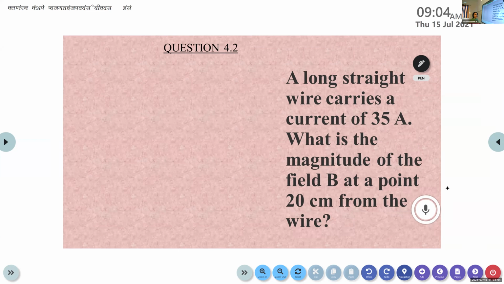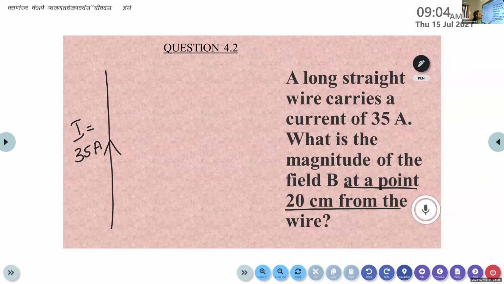So here we have a long straight wire. Instead of a circular loop, here we have a long straight wire. It carries a current of 35 ampere. Current I is equal to 35 ampere. And we know that when a current is passing through a conductor, it produces a magnetic field. So just like that, here also it produces a magnetic field at a point 20 centimeter from the wire.